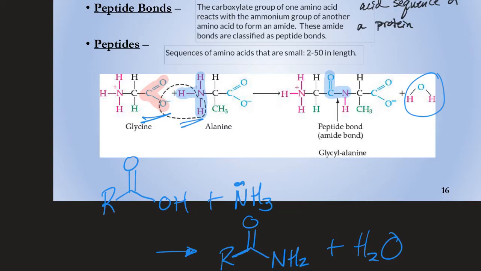Peptides, when we're not talking about bonds, are sequences of amino acids that are small, between 2 to 50 amino acids in length. Anything more than 50 amino acids would be considered a protein. Anything less than 2 would just be a single amino acid.